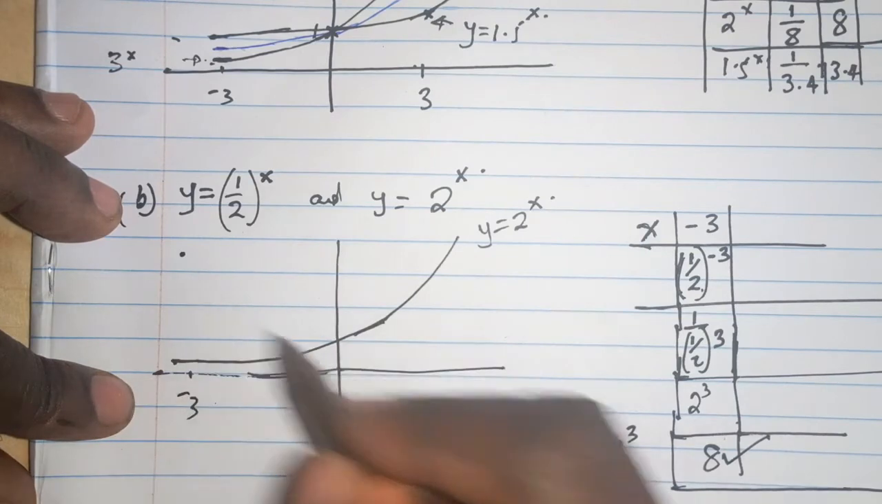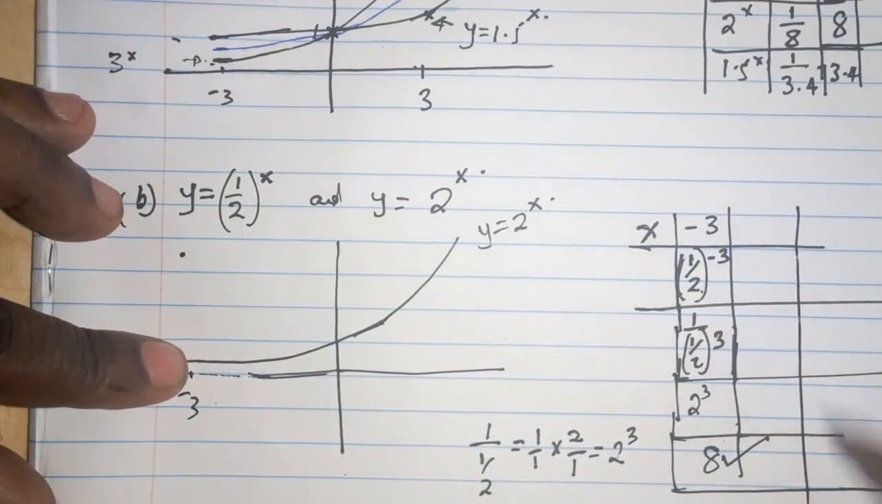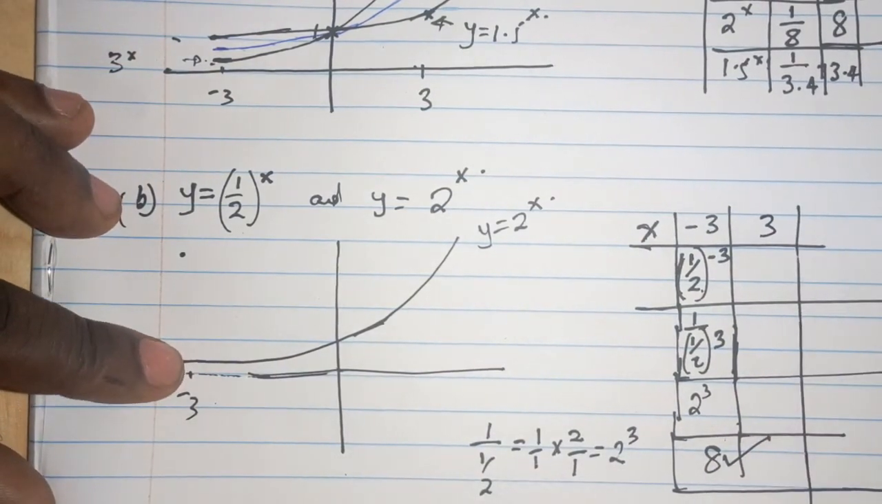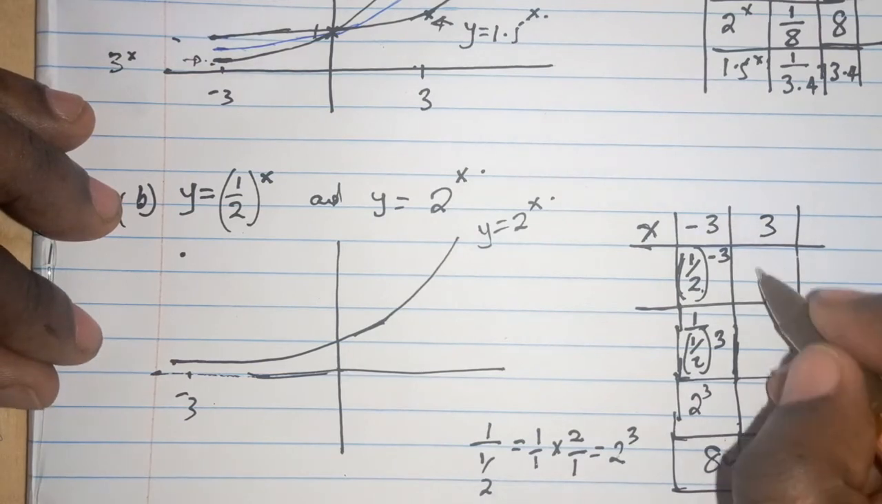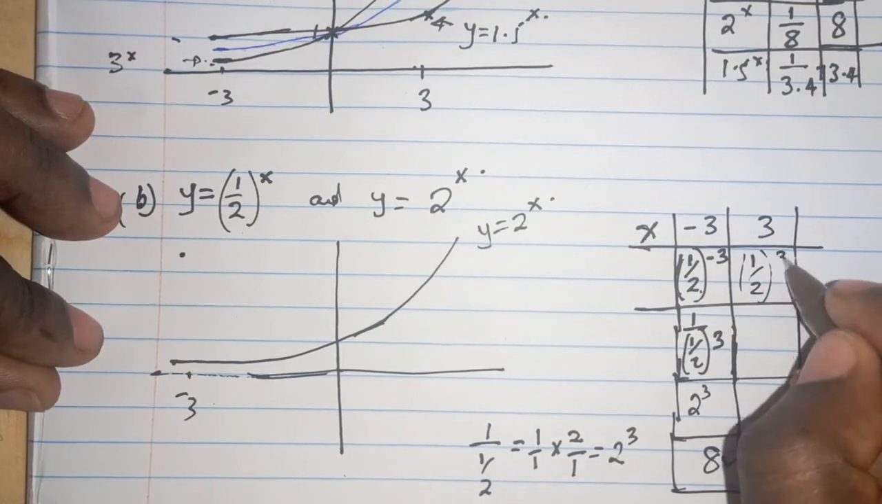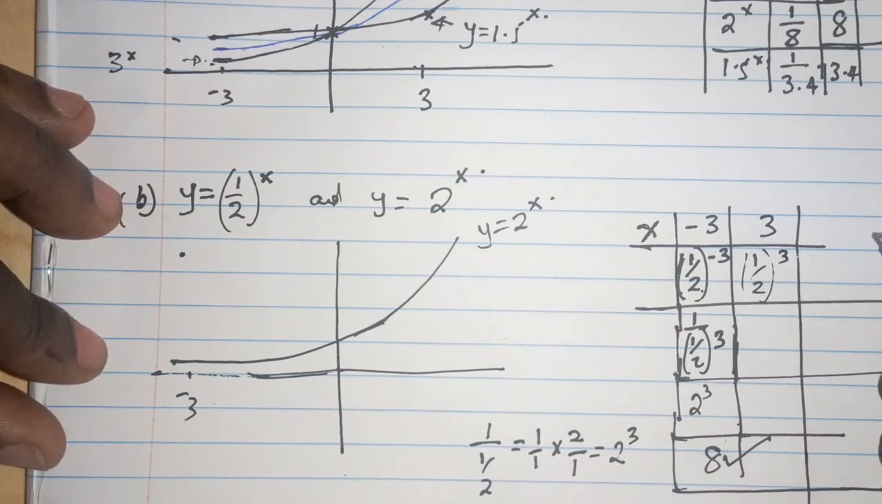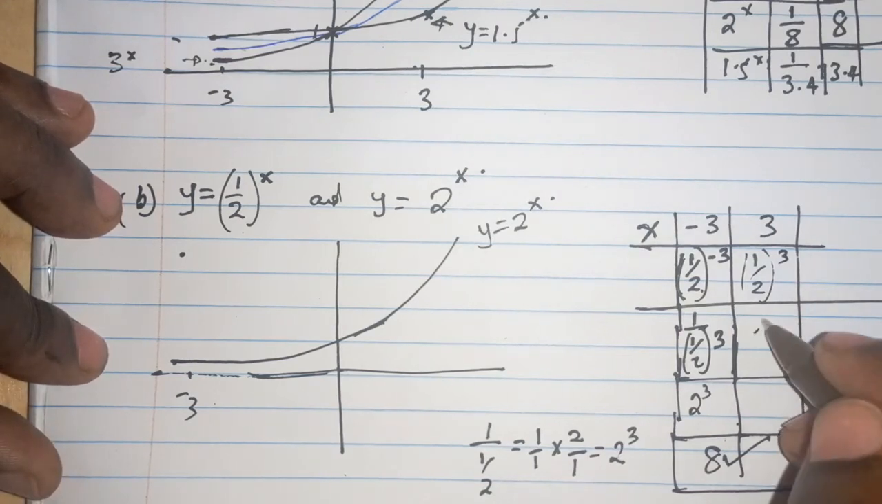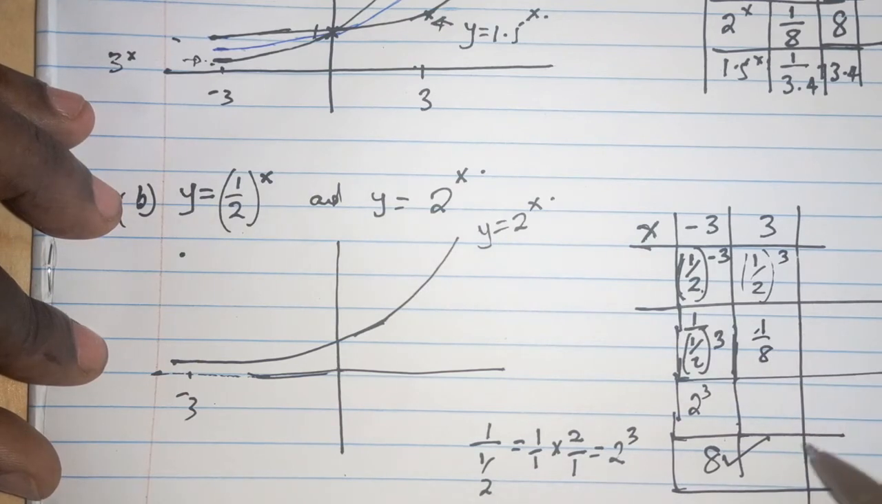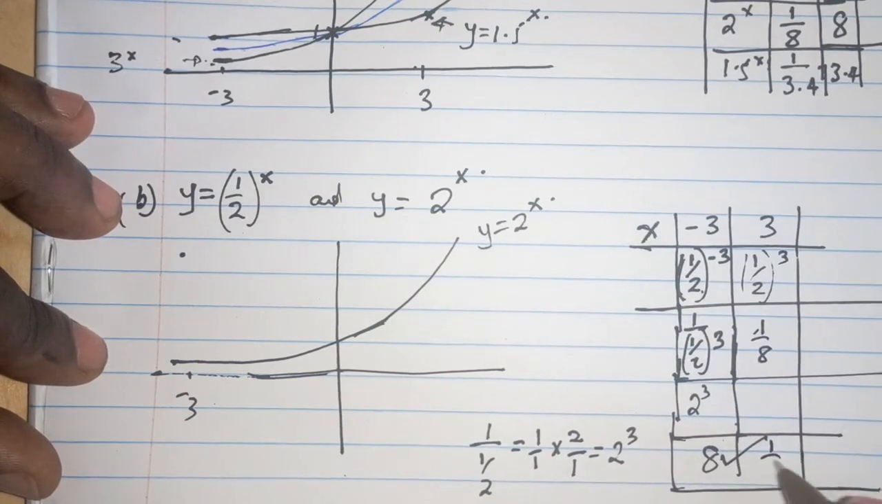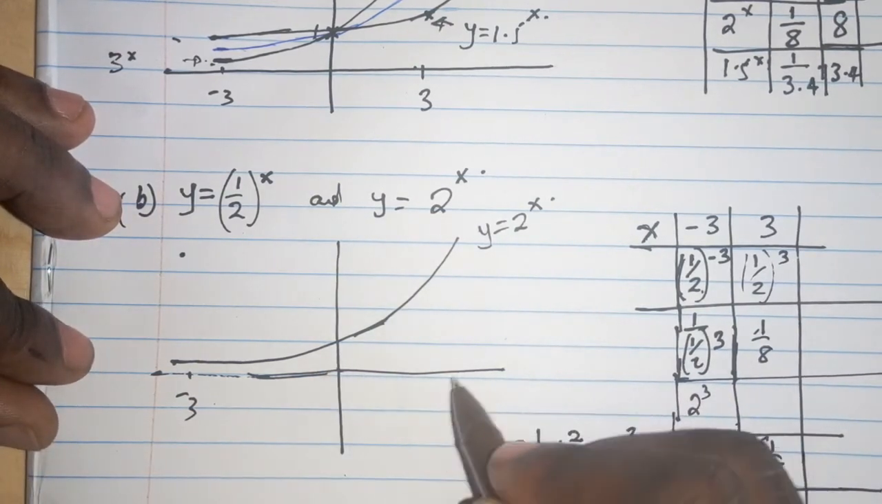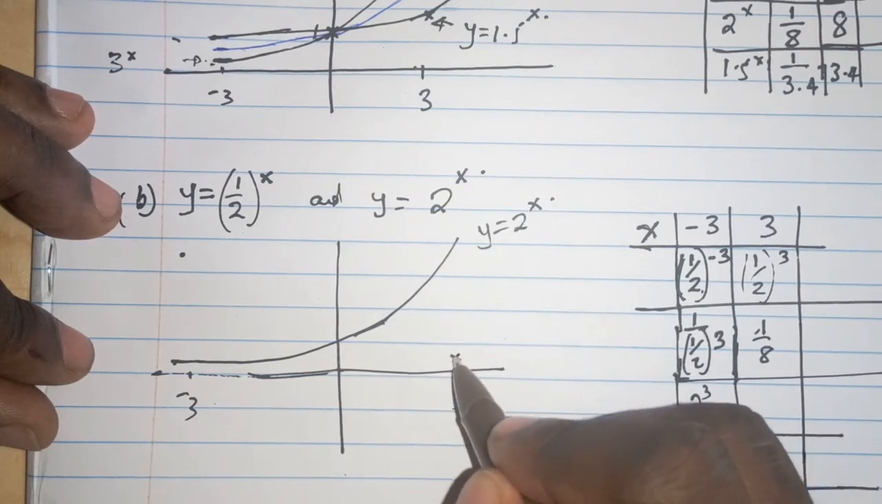Our graph is up there. But let's see what happens when x is 3. A half raised to power 3 is the same as a half times a half times a half, which is actually 1 over 8. And when x is 3, it becomes a very small number.